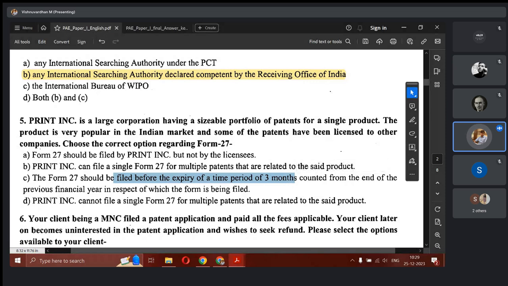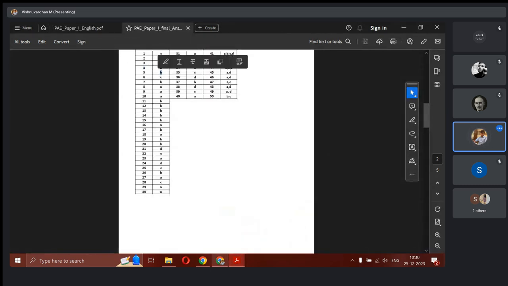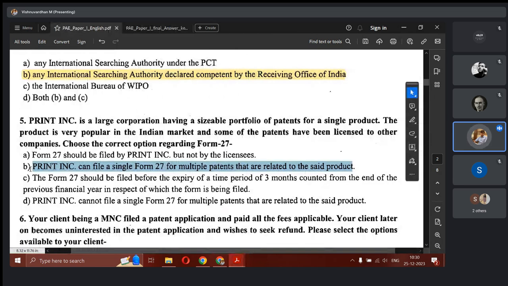Then Print Inc. cannot file a single Form 27 for multiple patents that are related to the said product. This is also wrong. I think answer is A and B are correct, but B is more correct. Okay. So the answer has to be B. So fifth one is P. Chalo, I'm a legitimate patent agent, I guess then.